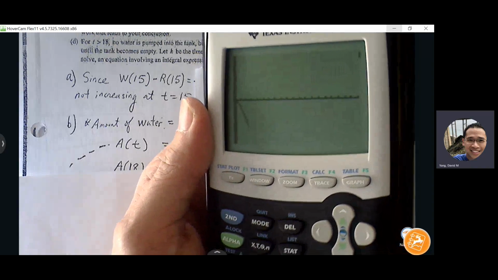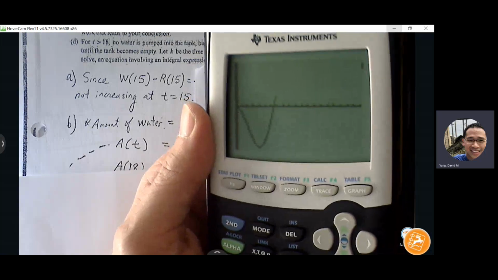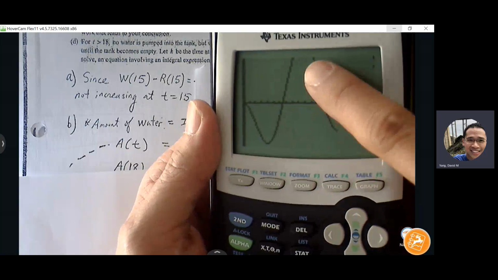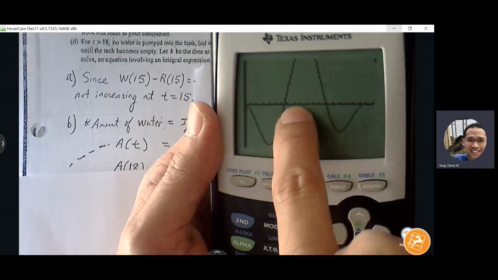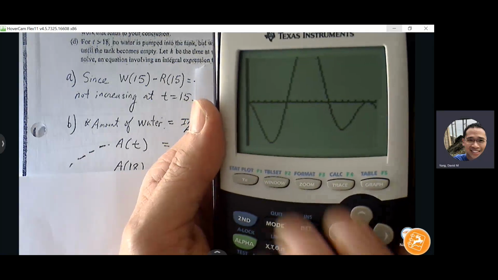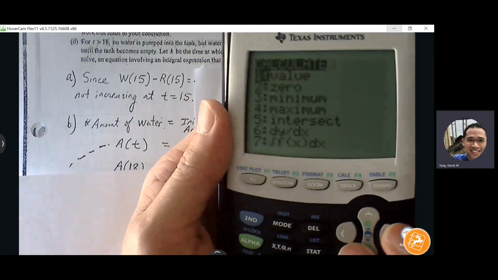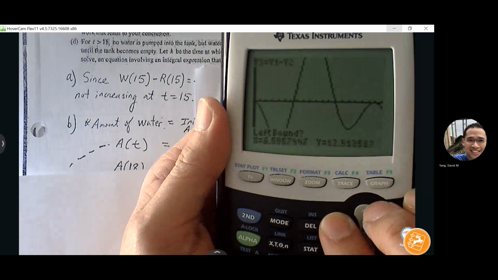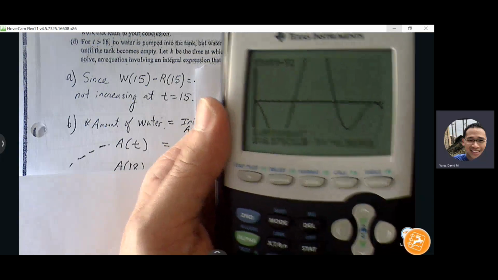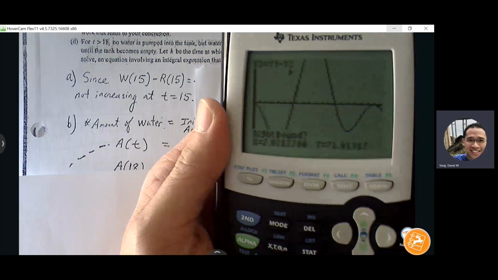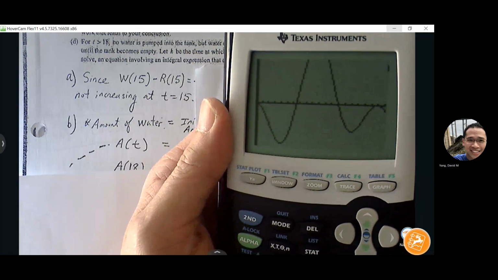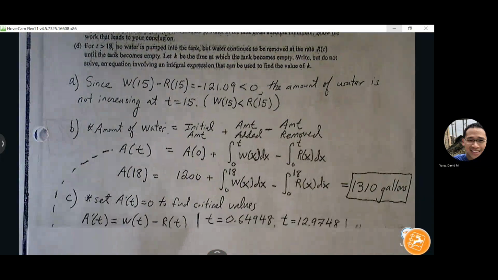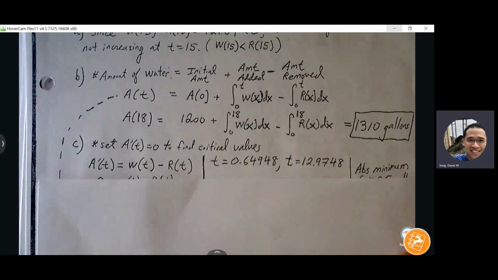If you're not happy with the window that you set, just go back and adjust it so that you can see more. If I wanted to see the peaks and valleys, then I would need to adjust it, but I don't really care about peaks and valleys. I just want my x-intercepts. So I do second trace, zero. I pick a point to the left of my x-intercept, hit enter, then a point to the right of it, hit enter again. Now I get 6.494. So that's one critical point. My other critical point is at 12.9748.